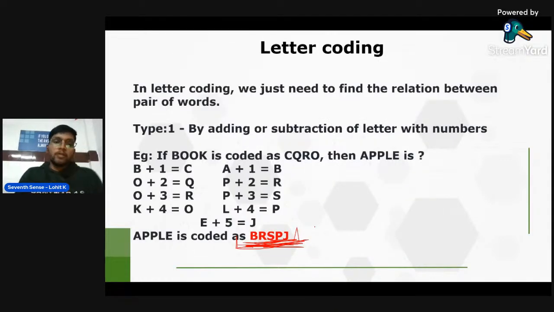This is letter coding. I have already shown you a letter coding example. What they do is they give you an original word with some coded word, and you have to see the pattern. Whatever pattern they follow, you have to copy the same thing on the second part, as they have done here. Let's see some more examples.